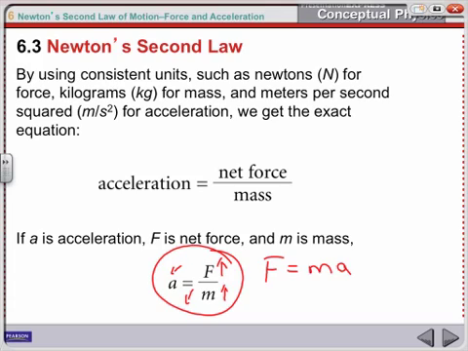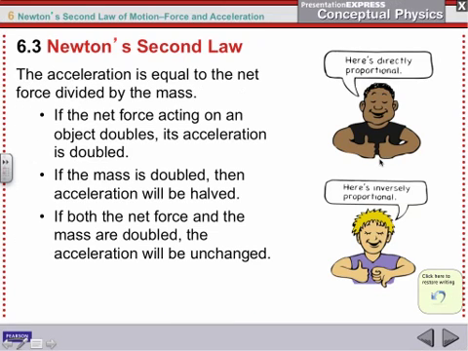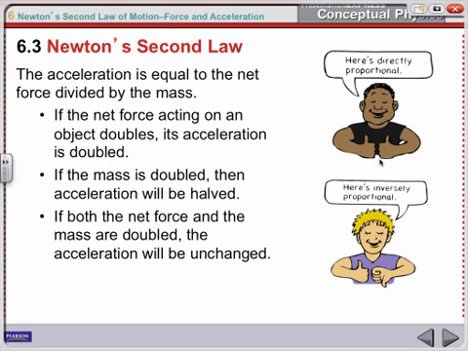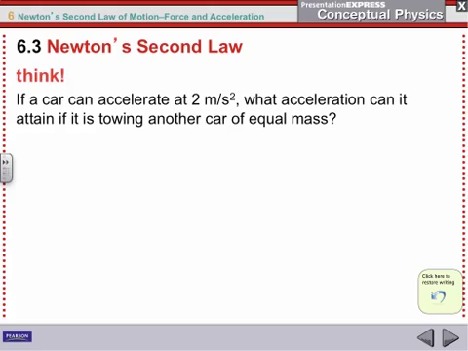And usually when we do this, we're going to talk about force in terms of newtons, mass in terms of kilograms, and acceleration in meters per second squared. Those are my labels for this. So here we go. Directly proportional, as one goes up, the other one goes up. Inversely proportional, as one goes up, the other one goes down. We're using both of those when we're talking about Newton's second law here.